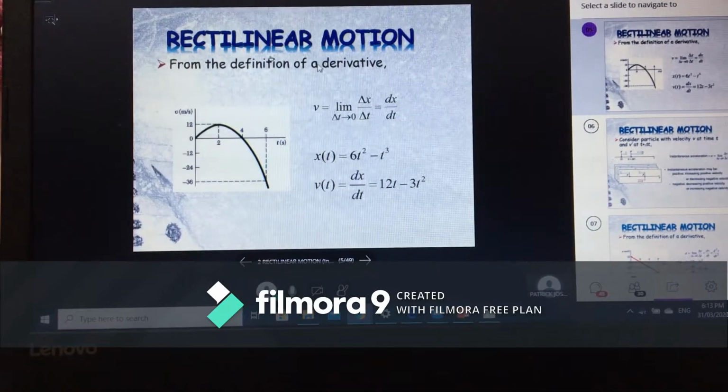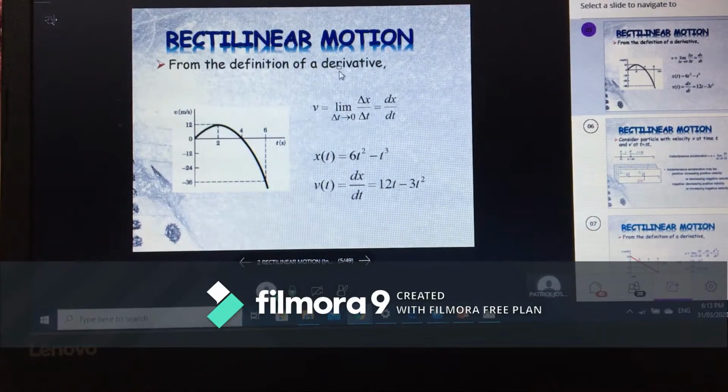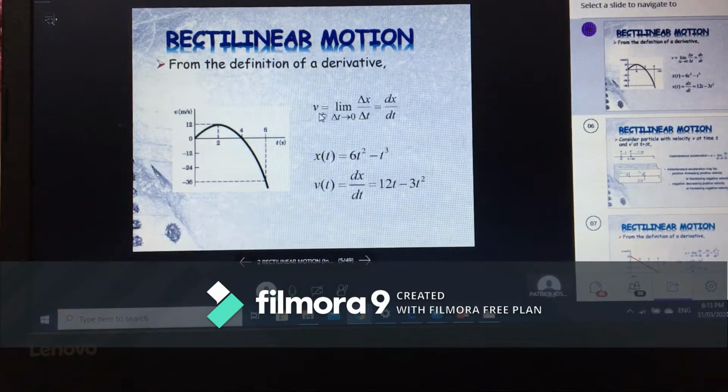So from the definition of derivative, we have the instantaneous velocity is equal to the limit of delta x over delta t as delta t approaches 0, which is equivalent to dx over dt. It means that the instantaneous velocity is just equivalent to the derivative of the displacement with respect to time, dt.